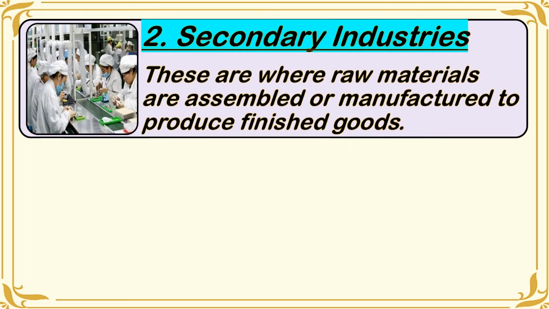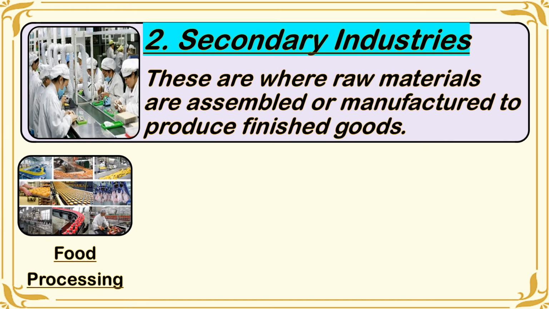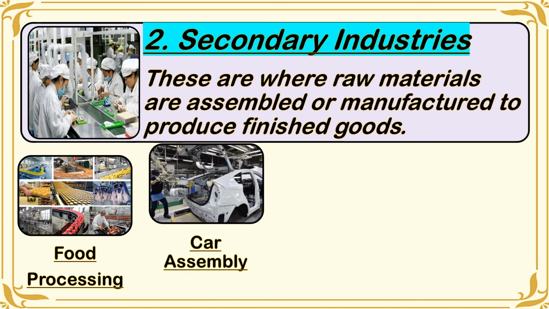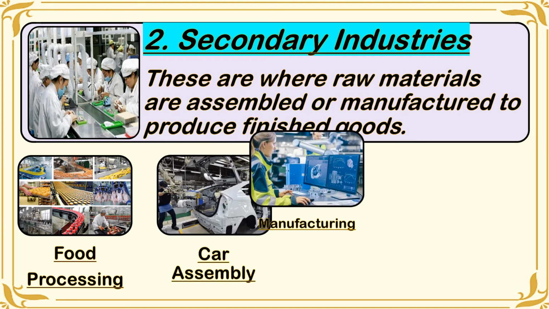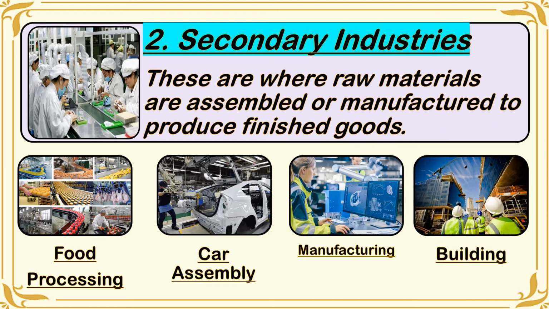Next, the second one is secondary industries. These are where raw materials are assembled or manufactured to produce finished goods. So they are on the processing or manufacturing stage. And these are examples of secondary industries class. So the first one is food processing. Take a look at the picture. The second one is car assembly. The third one, manufacturing. And the last one is building.